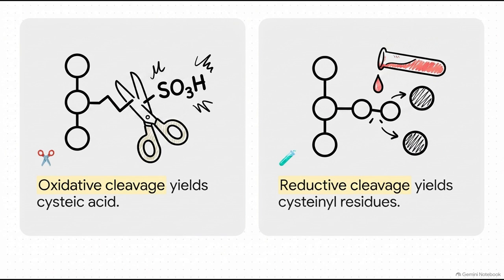On the left, we have oxidative cleavage, which uses performic acid. This specific reaction yields cysteic acid residues. Now on the right, we have reductive cleavage using beta-mercaptoethanol, and this one yields cysteinyl residues. Ye exam ke liye bahut important hai yaar. Oxidative gives you cysteic acid, while reductive gives you cysteinyl. Lock these chemical outcomes into your memory right now.